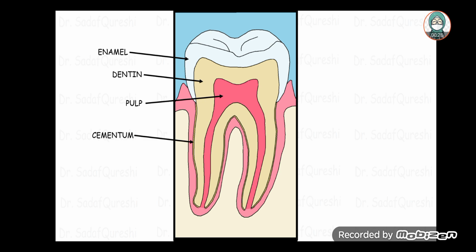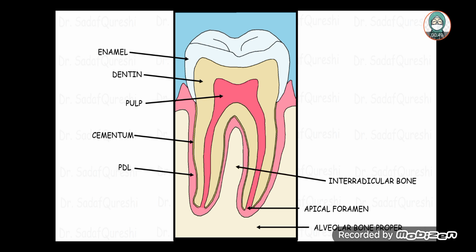And then we can appreciate cementum, that is the outermost covering of the root of the tooth, and we can appreciate the periodontal ligament or PDL, that basically anchors the tooth with the alveolar bone socket. And then we can appreciate alveolar bone proper, and we can also appreciate the apical foramen. It is the area from where the pulp is not surrounded by dentine and it connects with the periodontal ligament.